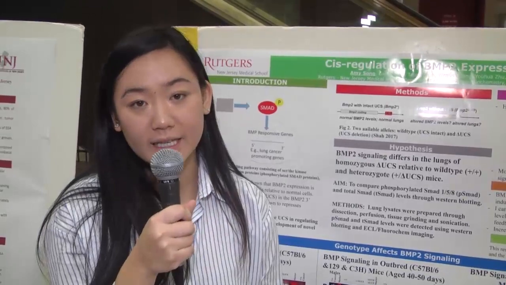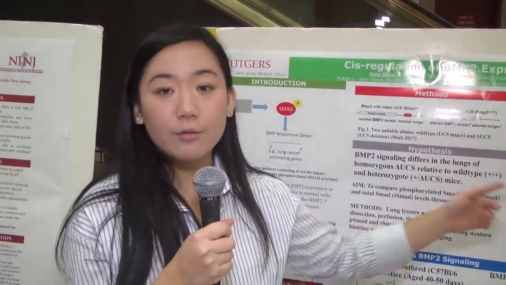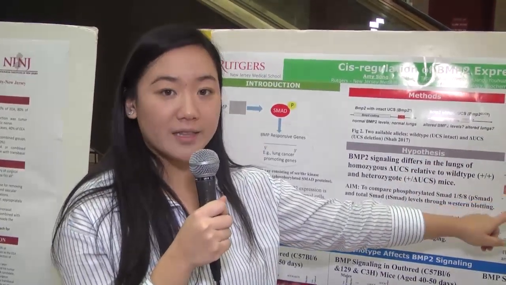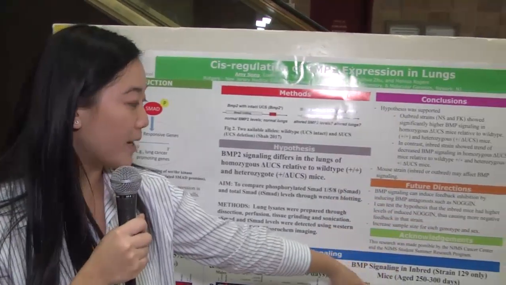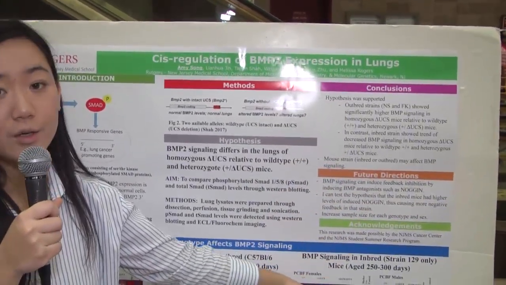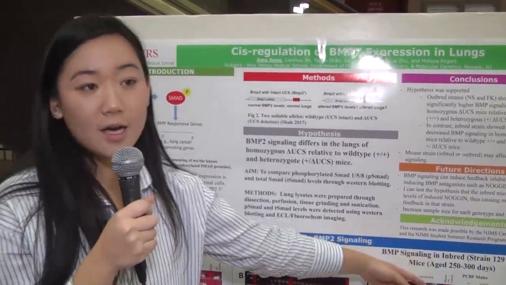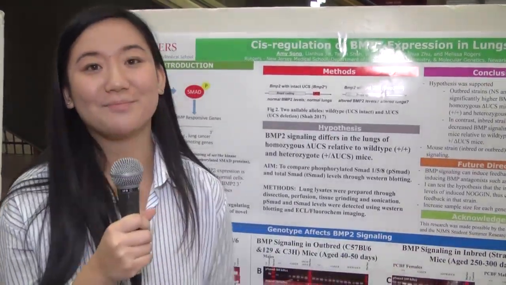BMP signaling is also known to induce BMP-related inhibitors or antagonists, for example, noggin. And so in a future experiment, I would test the hypothesis that the inbred mice had higher levels of induced noggin or antagonists that would actually cause negative feedback in that strain.